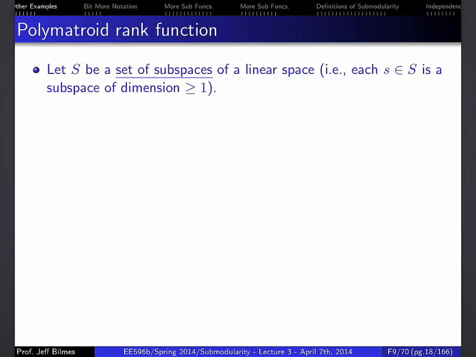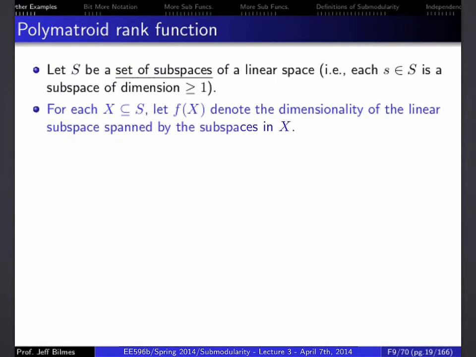So what does that mean? It means that each element of the set is itself a subspace. It's not necessarily a one-dimensional subspace. It could itself be some dimensional subspace. And it's not necessarily the case that the different subspaces are the same dimension. So they could be variable dimension. Only thing is that their dimension is greater than or equal to 1. In fact, that's actually not even true. Some of them could be dimension 0. But then let's say that f, the function f evaluated on a subset X, basically returns the dimensionality of the linear subspace spanned by the collective set of subspaces that lie within X.